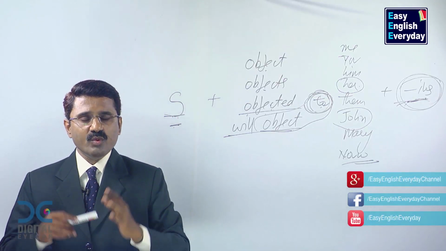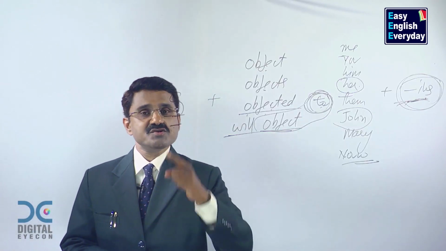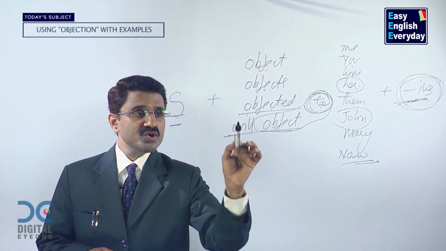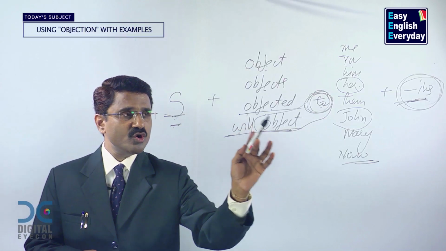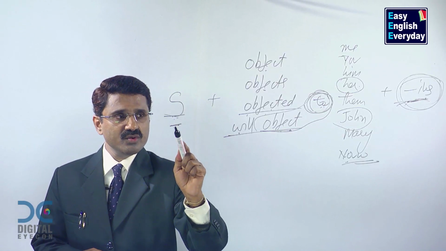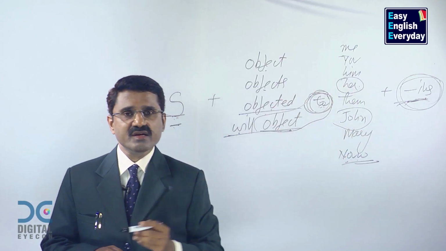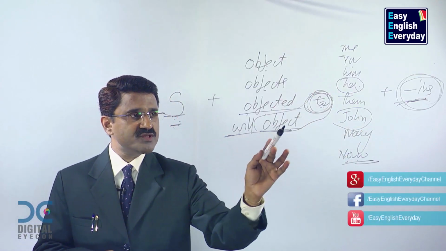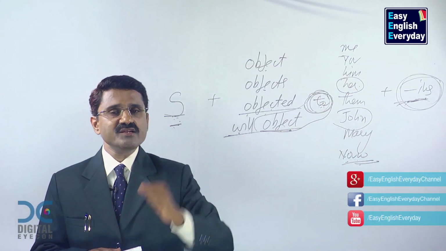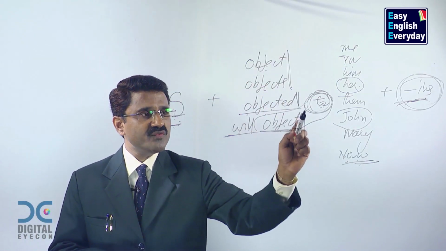Some visitors were trying to take photographs in the museum, which is prohibited. So you are the in charge of the museum. You should object. You should object to the visitors taking photographs. You should object to the visitors carrying cameras inside the museum. You should object to the parents standing near the gate of the school. Like this, you can make examples for present tense, past tense, future tense.